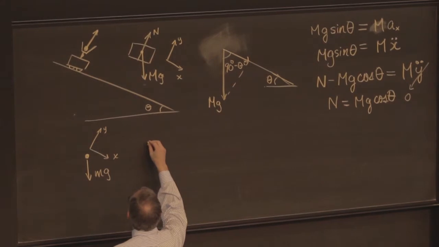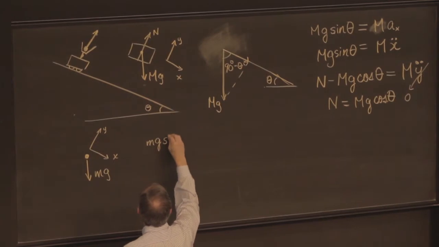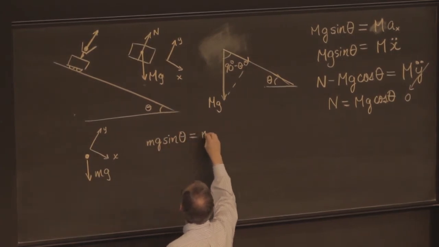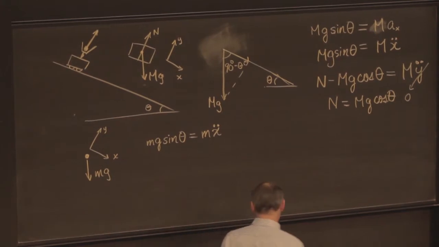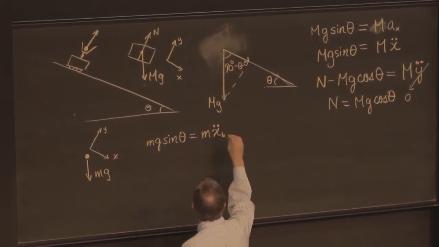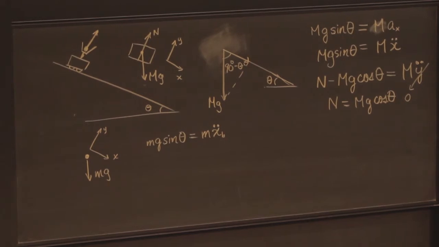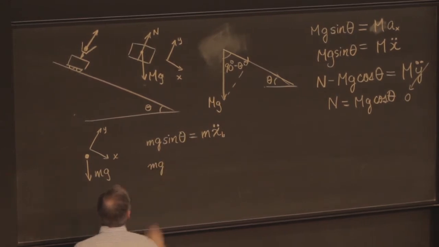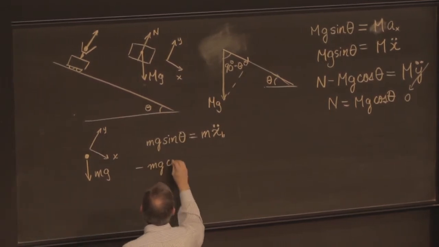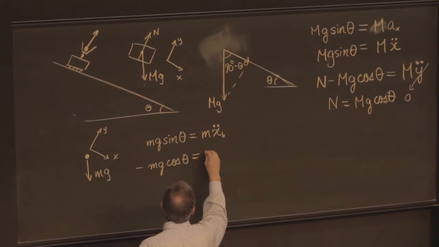If I do that, then in the x direction, I get mg sine theta equals m x double dot. I should be careful here. This is for the ball, not necessarily the same as that one. And in the y direction, I get mg, and let's see, I'm going to have a minus cosine theta, and that should be m.